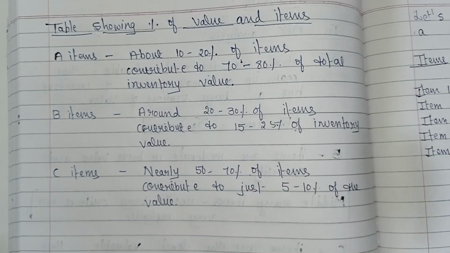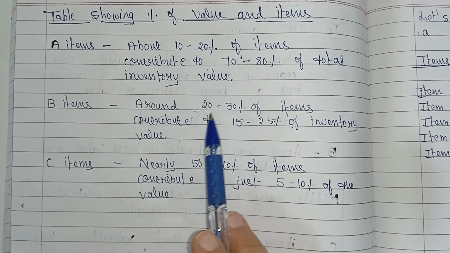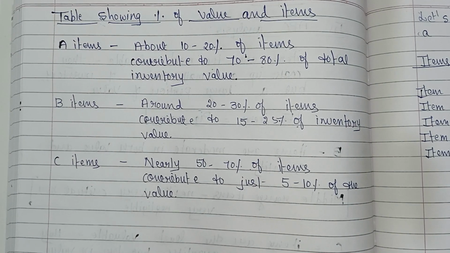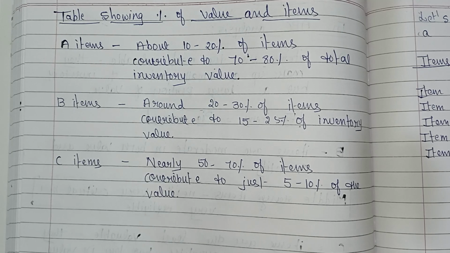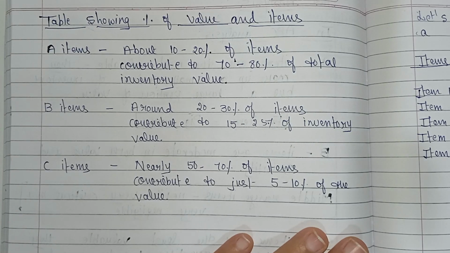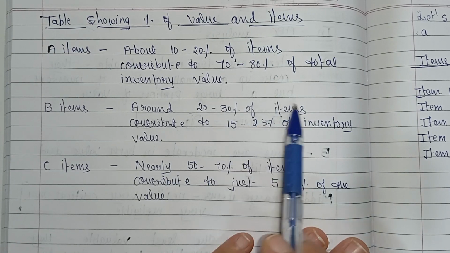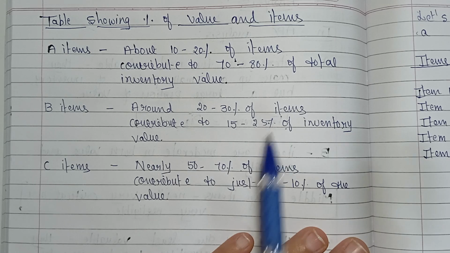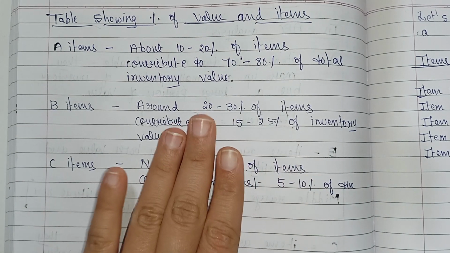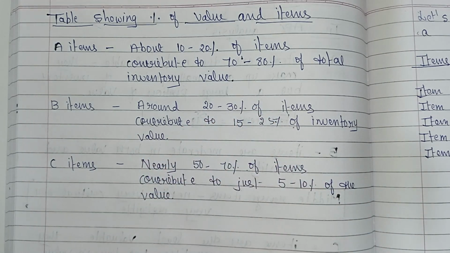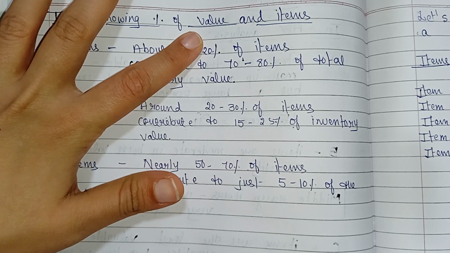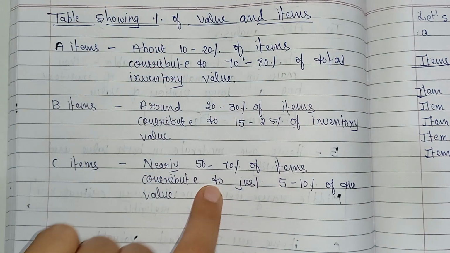Now let's see B items. B items, around 20 to 30% of items, contribute 15 to 25% of inventory value. Means these B items are in the middle. They are not as valuable as A items. Clear? But more valuable than C items.